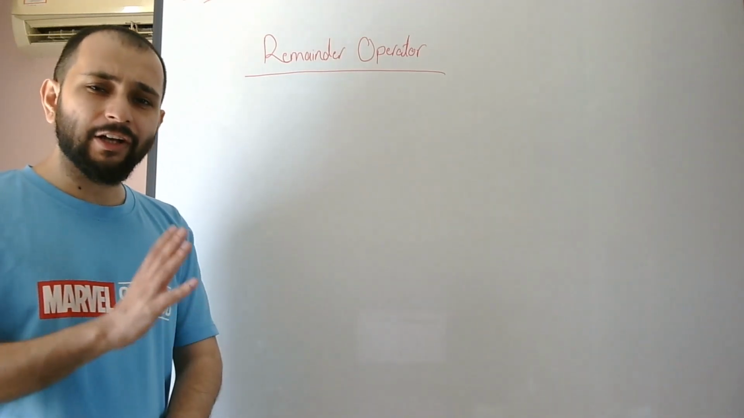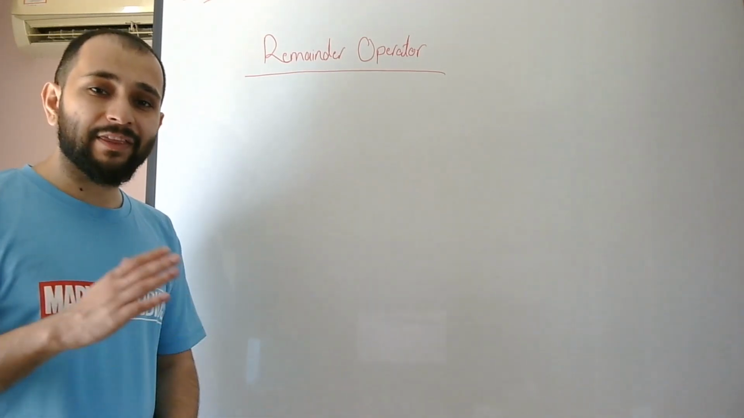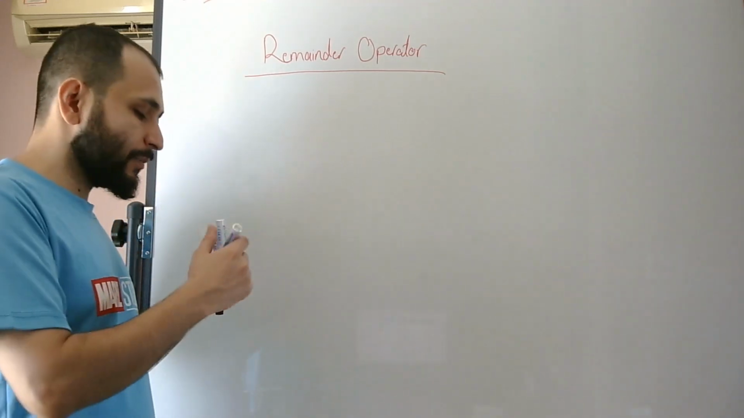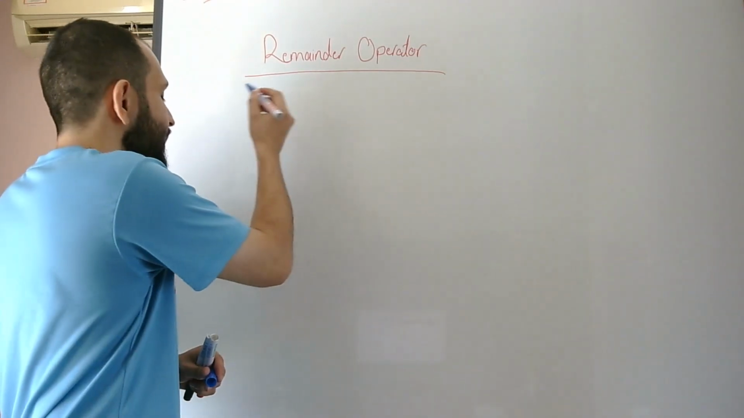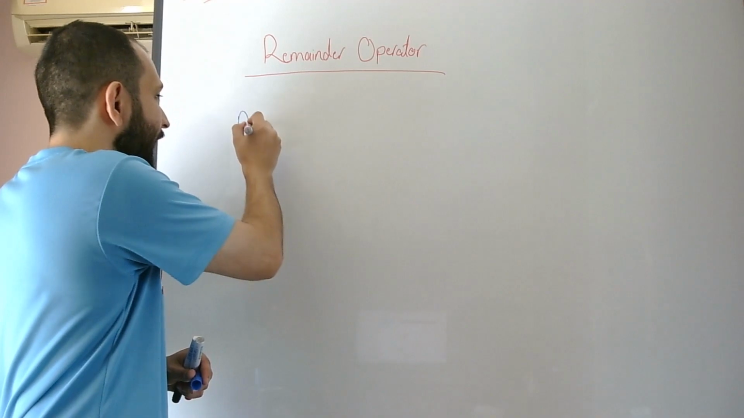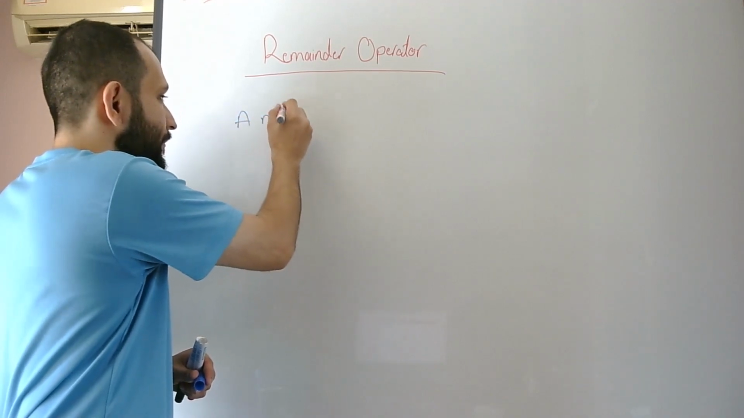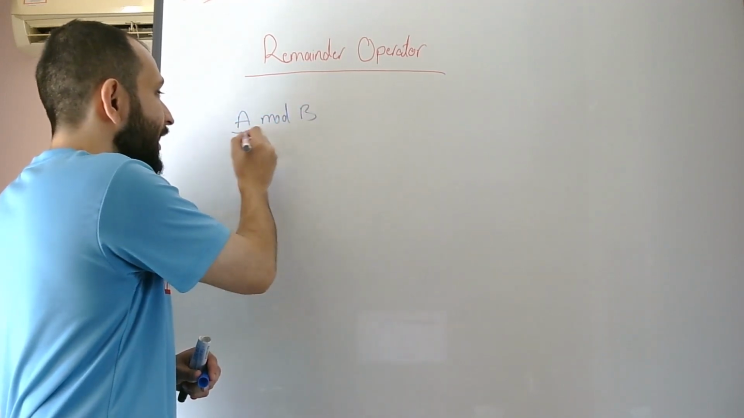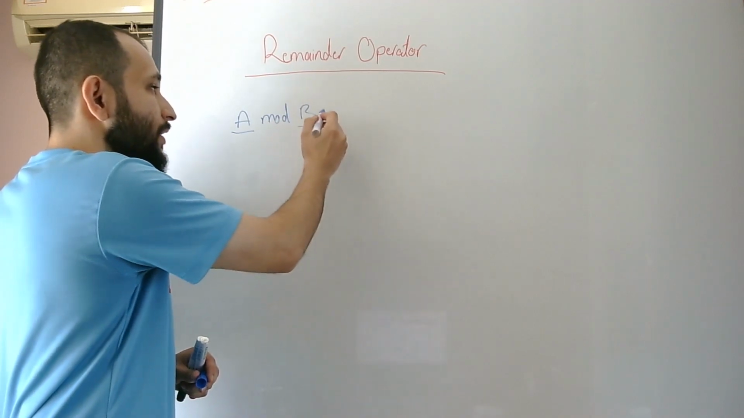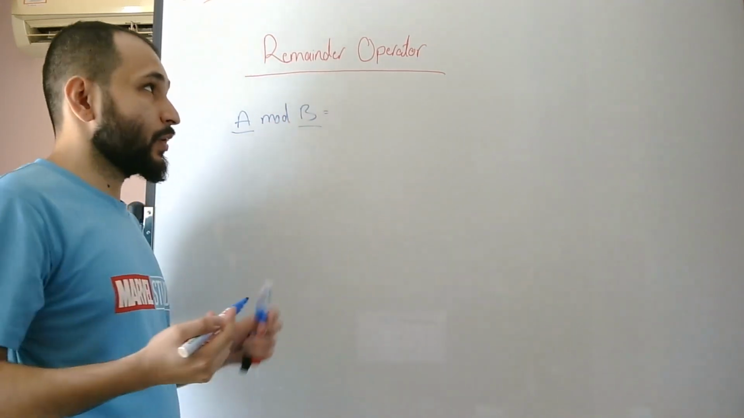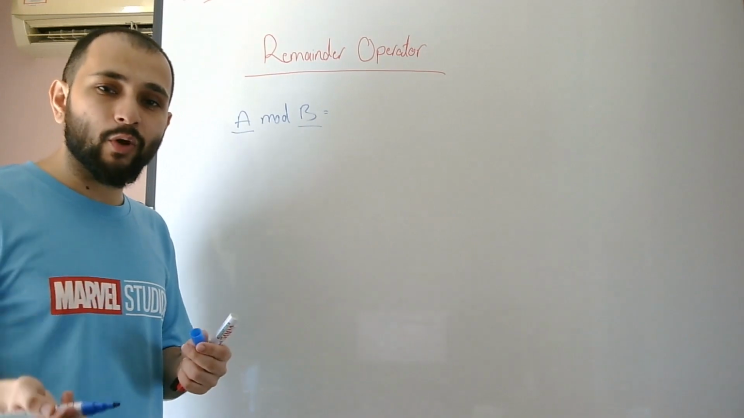This is a bit of an unconventional operator. In mathematics we call this operator mod. Sometimes in mathematics people say A mod B. That means if A is divided by B, what would be the remainder? So this is the same idea in the C programming language.